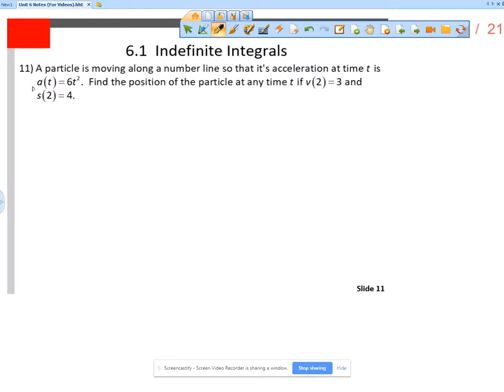All right, so first thing we want to realize is that a of t, not a of x, sorry, a of t is the derivative of v of t. You could say v prime, but I like this differential notation. It's the derivative of v of t. It's also the second derivative of position, d squared s of t over dt squared. So we could say that.